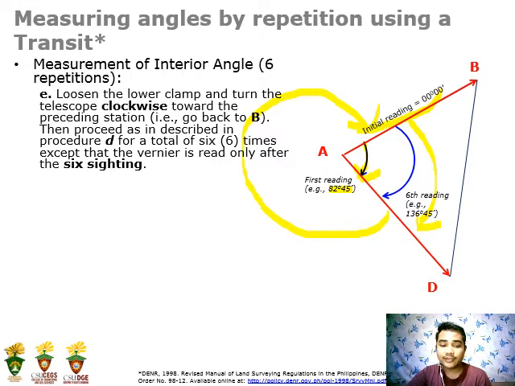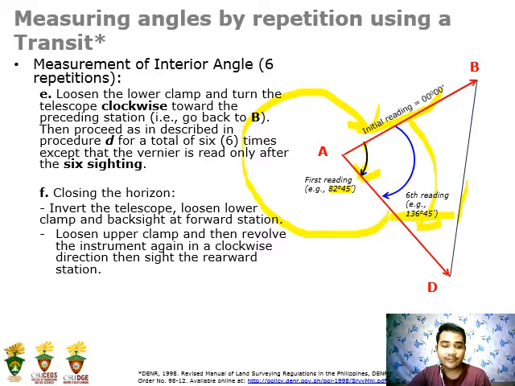So after 6 times mo na siyang gibuhaton, ang ikaunom ra nga reading ang imong kuhaon. So again, balik-balikon na nimo siya, proceeding from initial reading padulong sa first reading. Release the lower clamp, padulong sa B, tapos release the upper clamp padulong na pud sa D. So kaduha na hangtod sa ikaunom. Ang ikaunom ra nga reading ang imong itala, which is ang 136.45 in our example.